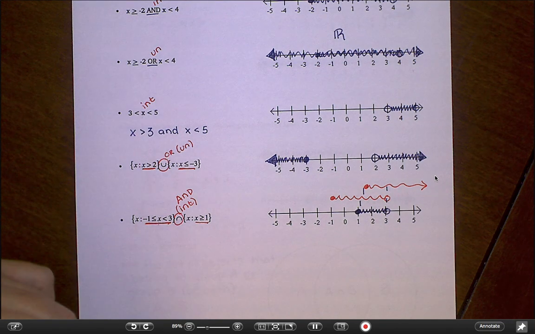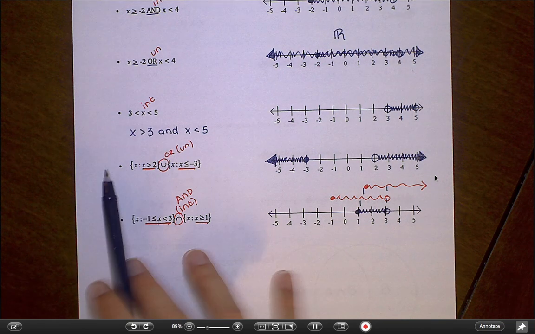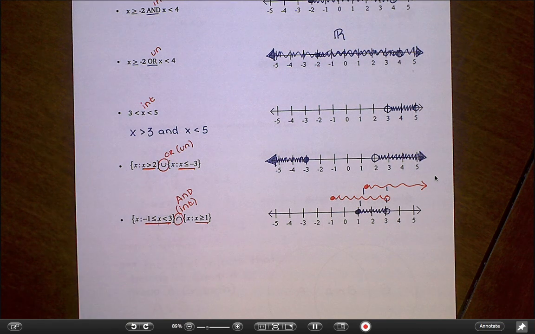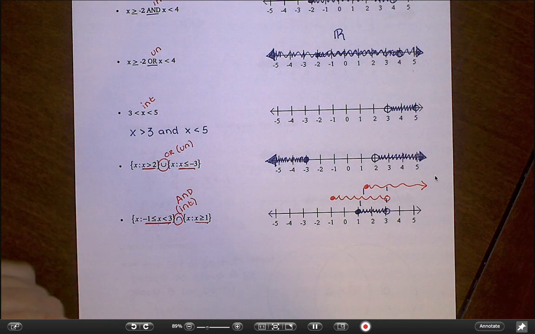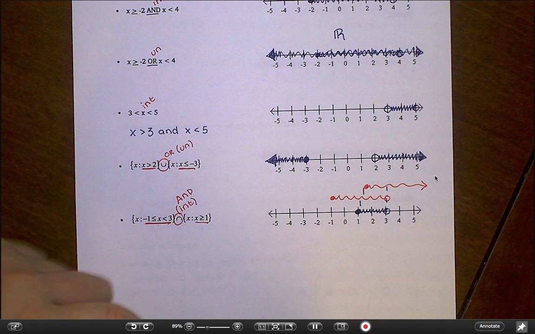Okay, that's really it for section 5.1. Looking at, these are called compound inequalities, when you're working with more than one inequality at the same time and you have to decide, is it an and or an or situation. Okay, you're also going to be working with some solving inequalities in this lesson.